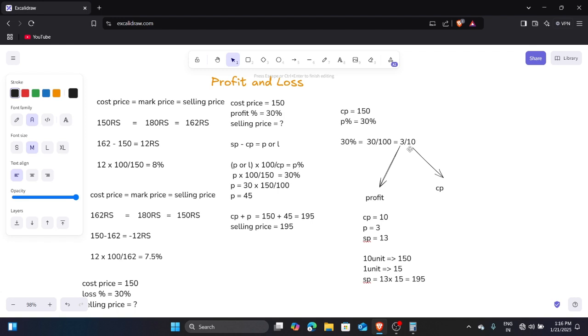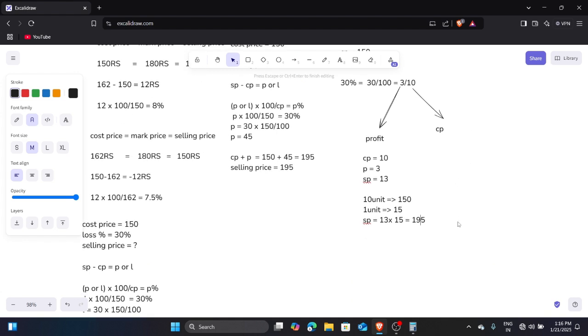We will do some more questions on profit and loss, and while doing this type of question, at that time also I will explain these concepts. Like how we can do it with short methods, how we can use the profit, how we can use the fractions, how we can use ratio. Now I want to give one more example for ratio also.